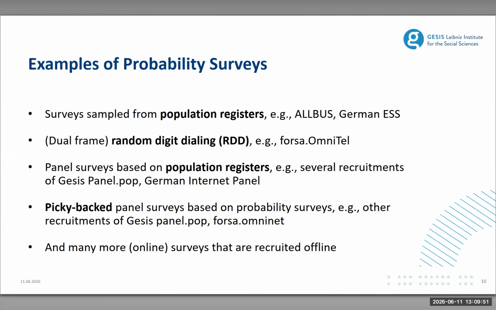And these panels or these surveys can be conducted in any mode. There are telephone surveys or face-to-face surveys or web online-only surveys, but they all are based on offline recruited individuals from some sort of probability sampling. And there are, of course, many, many more of these surveys that I didn't mention here.